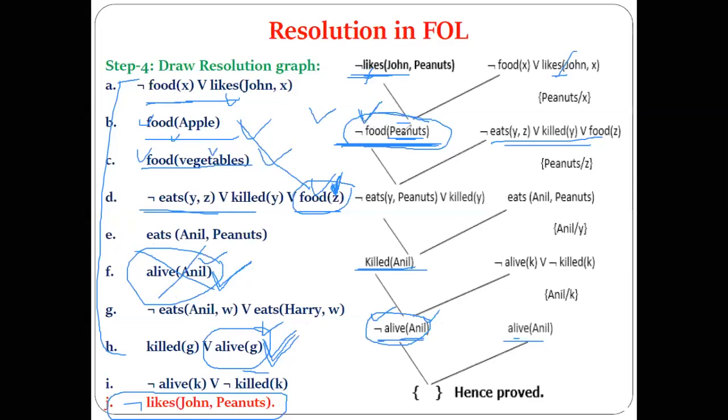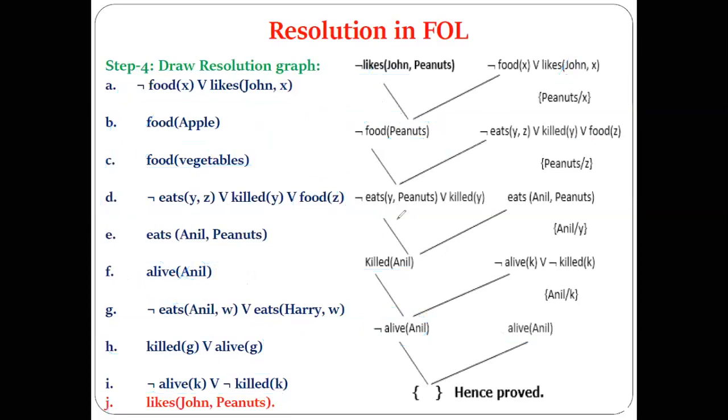That's why I told you this point. Here we are choosing the variable because here we don't have the exact contradiction of negation of food peanuts. That is, the food peanuts is not present. That's why I'm choosing the food Z. But here we have the exact contradiction of negation of alive Anil, that is the alive Anil. That's why we are choosing this. Got the point?